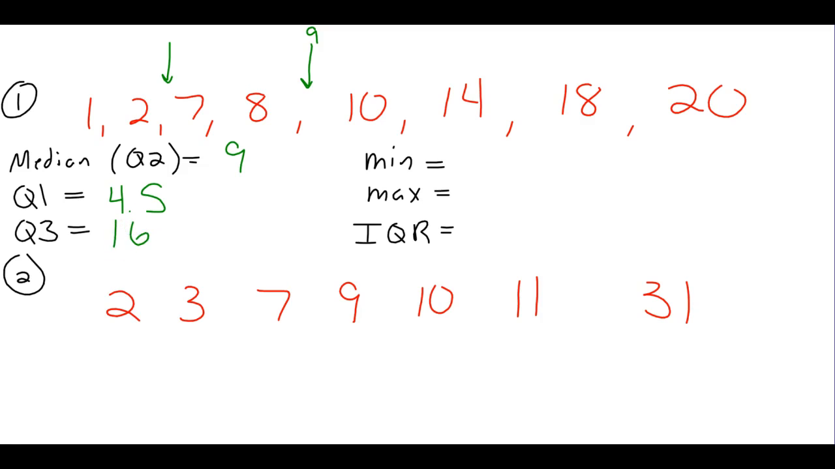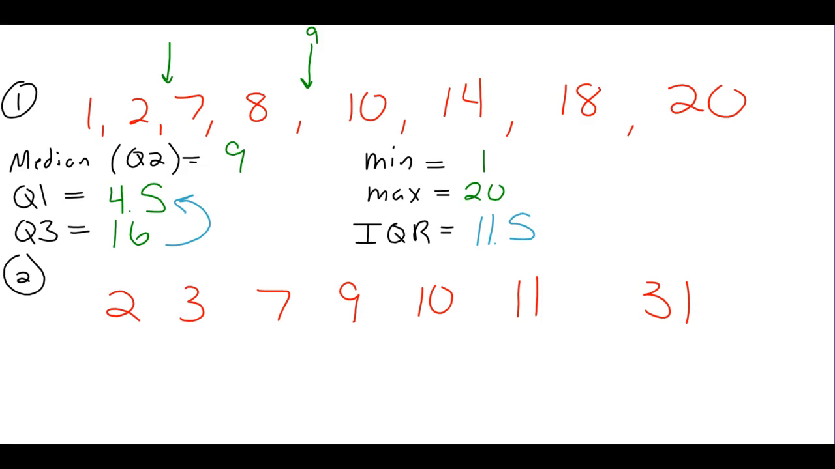Notice we didn't use the median. It's the numbers to the right of the median and the numbers to the left of the median. What is the min? 1. Max? 20. The range of the inner quartiles, so Q3 minus Q1, would be 11.5.